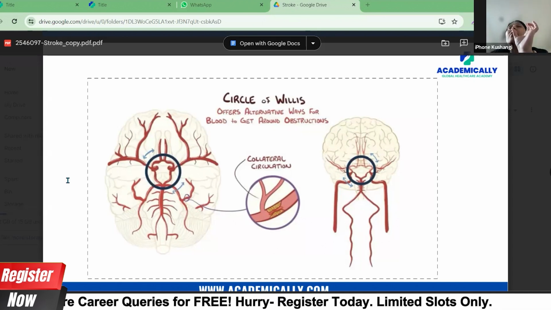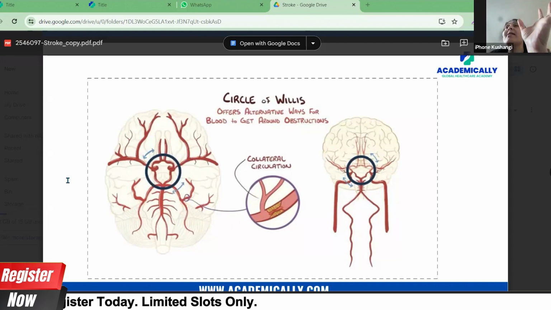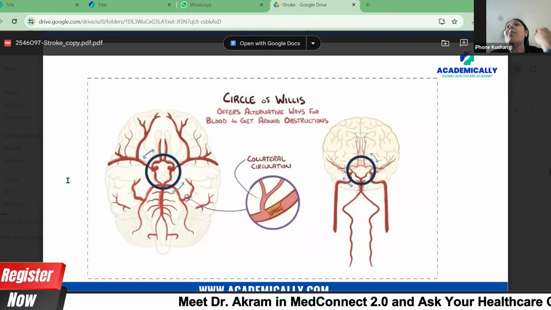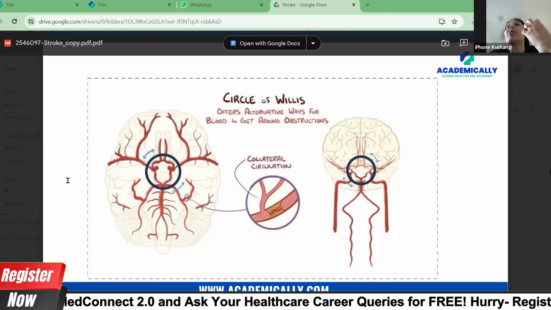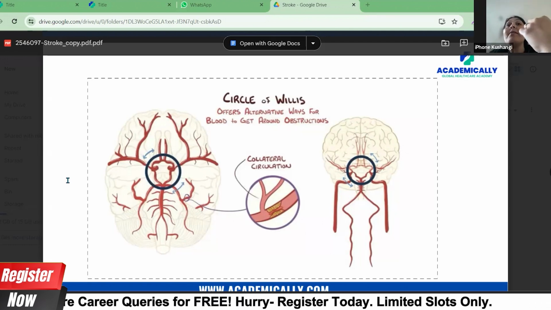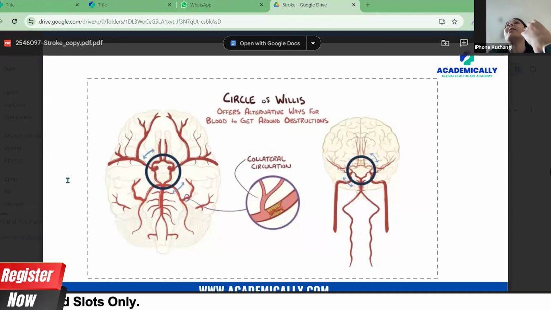But when you think about resolving, there are collateral channels associated with these arteries, where the circulation is resumed or continued with the help of these collateral channels. And the particular loss of brain function is resolved. Not completely back to normal, but to a certain extent, about 70 to 80% of the function is resolved.